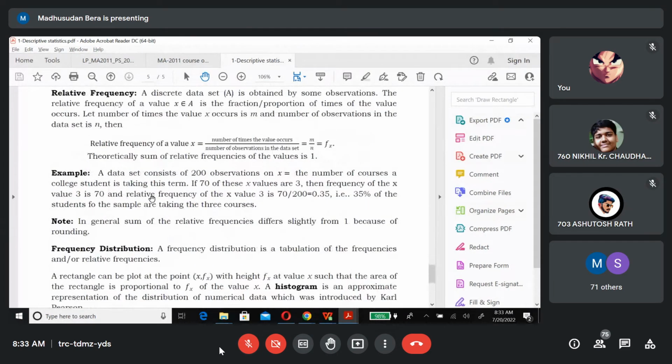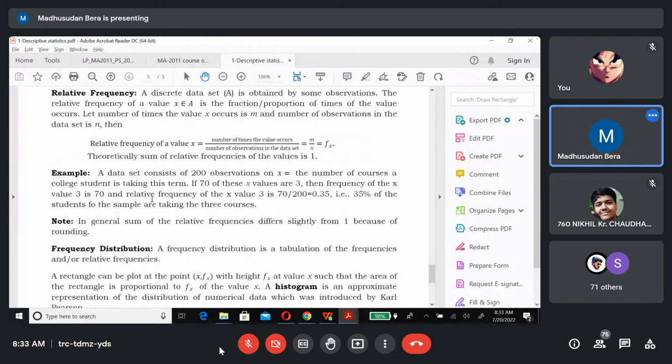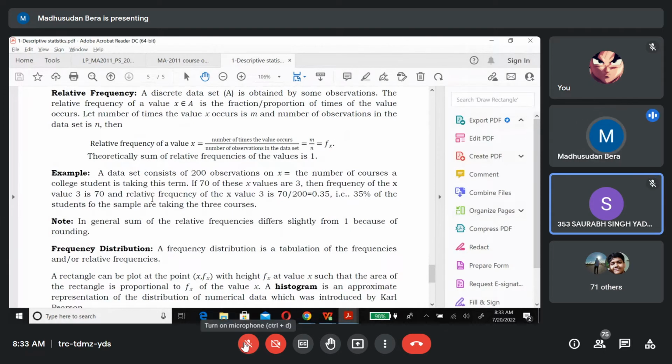So what is the total sum of the relative frequencies? 1. But sometimes it may not be 1, because whenever a large data set is given, when we find the ratio m by n, some numerical errors will be there. So it may not be exactly equal to 1, but it is almost 1. That happens due to numerical error.